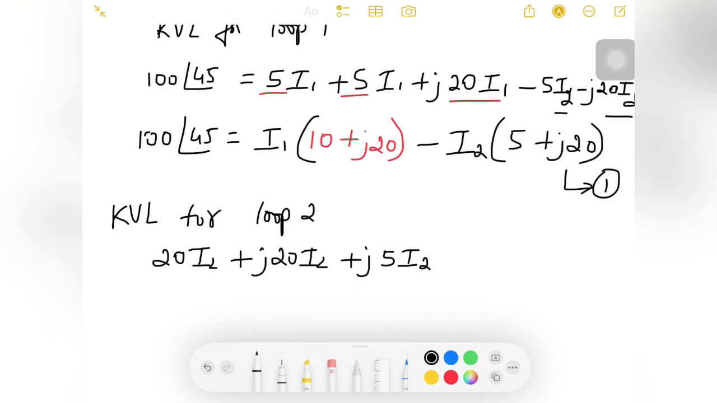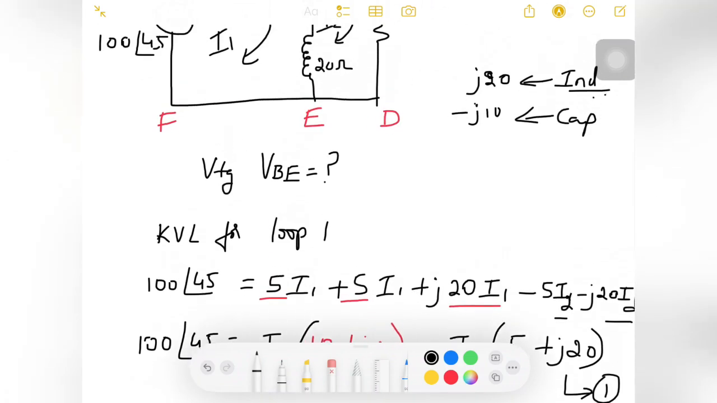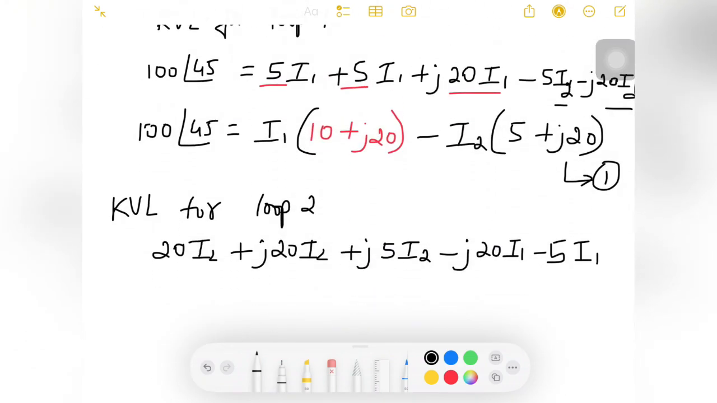Now I1 is in the opposite direction to I2, hence I will take minus j 20 I1, minus j 20, sorry, this is not j, it is a real term because it is a resistor, minus 5 I1. So in the second loop, I2 is positive and I1 is negative. In the first loop, I1 was positive and I2 was negative for the branch between B and D, because it is a common branch for both loops.